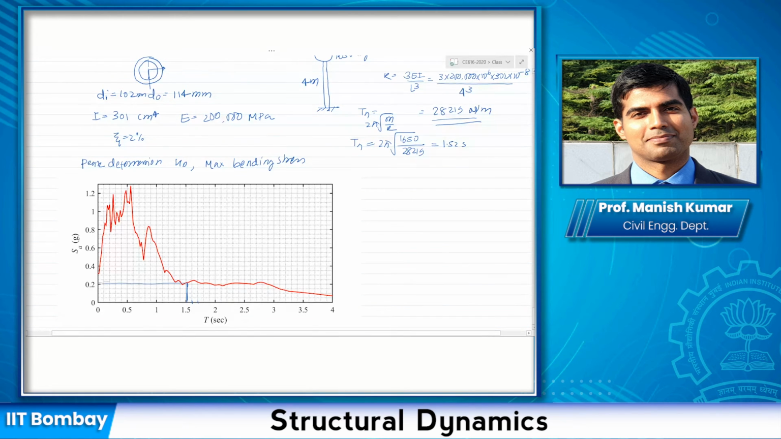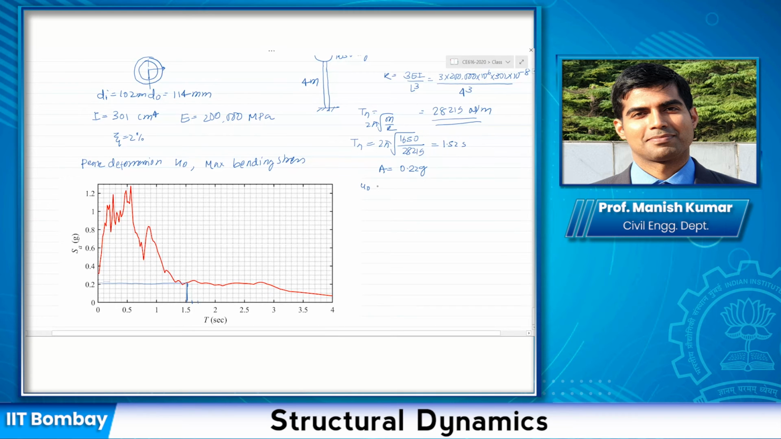And you can have a look at it. 0.2, 0.3 is here. This is 0.25. So it is approximately, pseudo acceleration is approximately equal to 0.22 g. Now, once you get the acceleration, can you not find out the peak displacement?